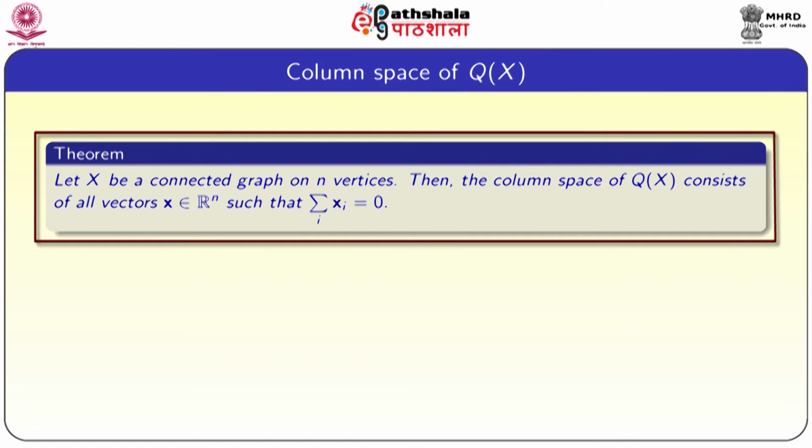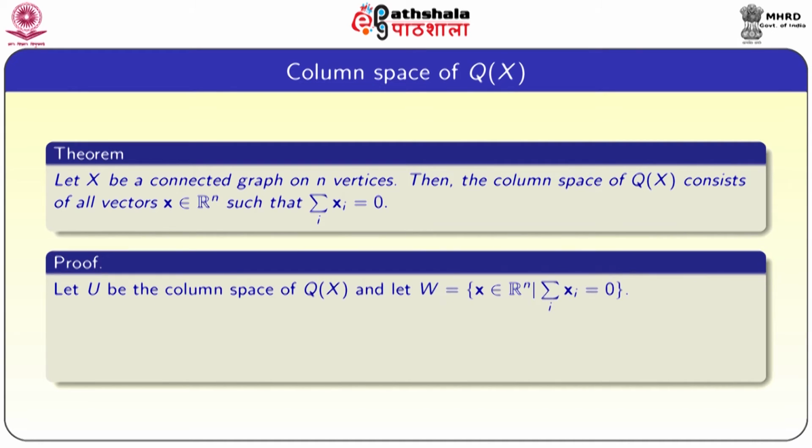Now, we will see another important result on Q(X). This is about the column space. Let X be a connected graph on n vertices, then the column space of Q(X) consists of all vectors x belonging to R^n, that is an n cross 1 matrix with real entries, such that the summation of xi is equal to 0. That means the sum of all the entries xi is equal to 0.